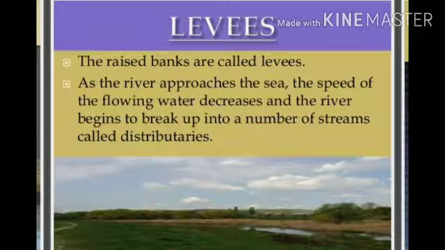Then the fifth feature of the river is levees. A levee is an embankment designed to prevent the flooding of the river. The raised banks are called levees.